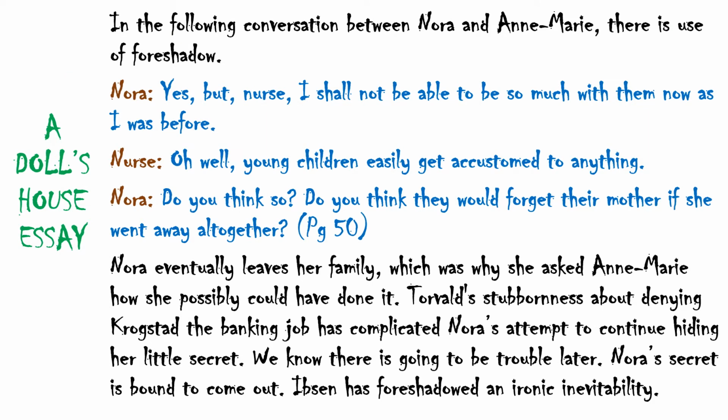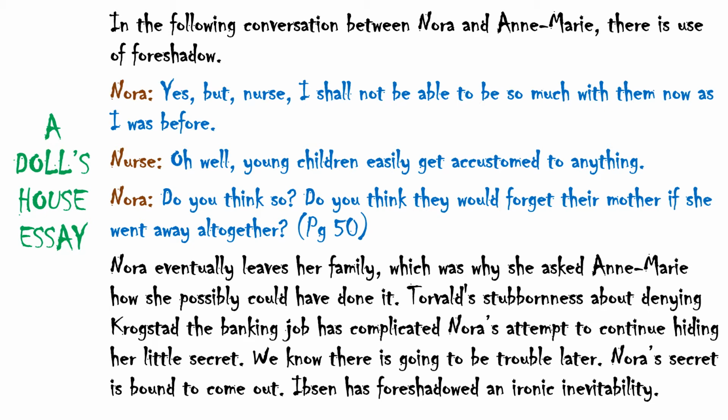Now, in the following conversation, good students, between Nora and Anne-Marie, there is use of foreshadow. Nora: "Yes, but Nanny, I shall not be able to be so much with them now as I was before." Anne-Marie: "Oh, well, young children easily get accustomed to anything." Nora: "Do you think so? Do you think they would forget their mother if she went away altogether?" You can find that on page 50.